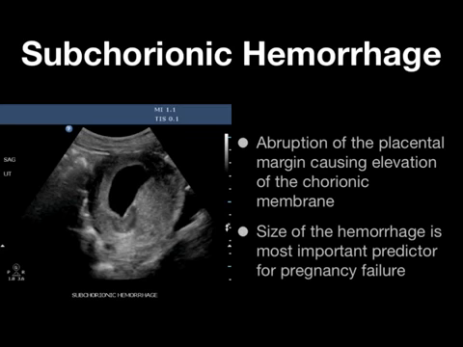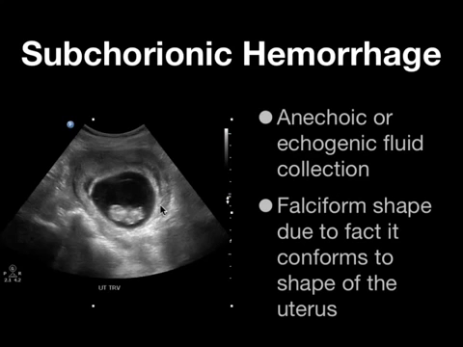It's very small. Chorionic hemorrhages can be either anechoic or echogenic, and they usually will have a falciform shape due to the fact that it conforms to the shape of the uterus. So here you've got a subchorionic hemorrhage that extends approximately 50% around the gestational sac.